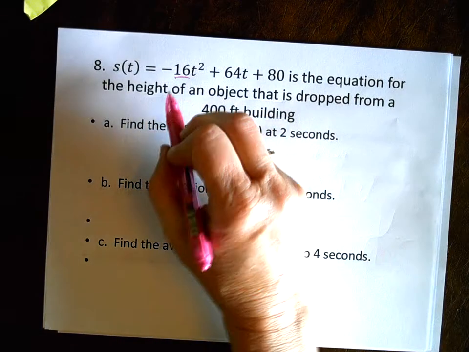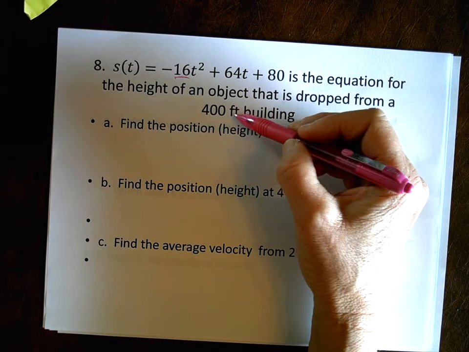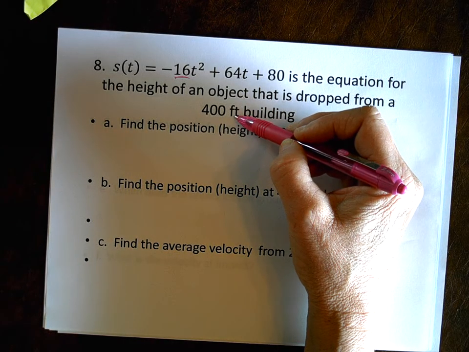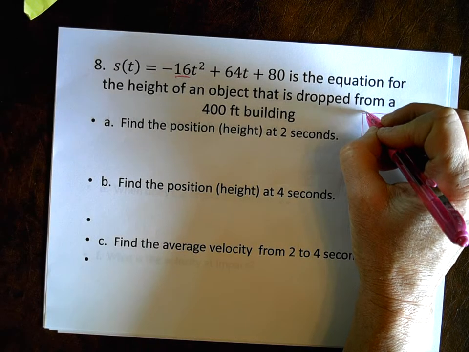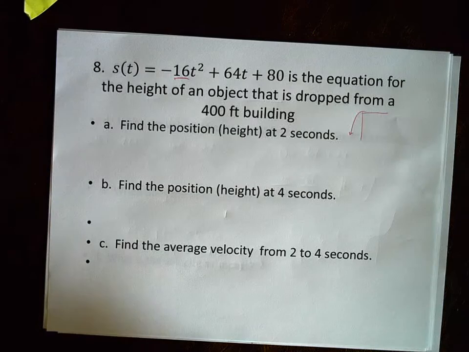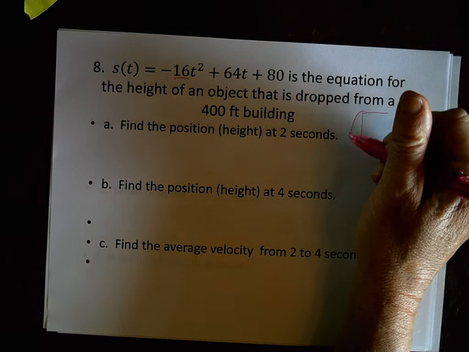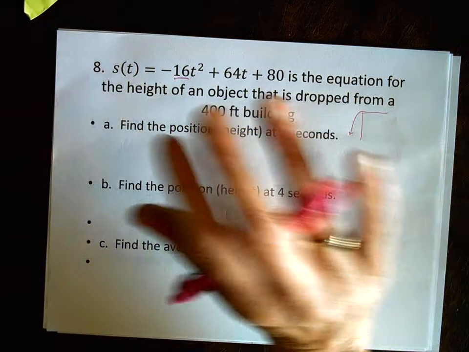So this is the equation for the height of an object that's dropped from a 400-foot building. So it's not thrown up in the air, it's actually on top of a building and it's dropping. So you're on a building and you're dropping it off. Okay, so it starts up high, and as it goes, it's going to go down. We're going to relate this back to going from San Francisco to Clovis in a little while.